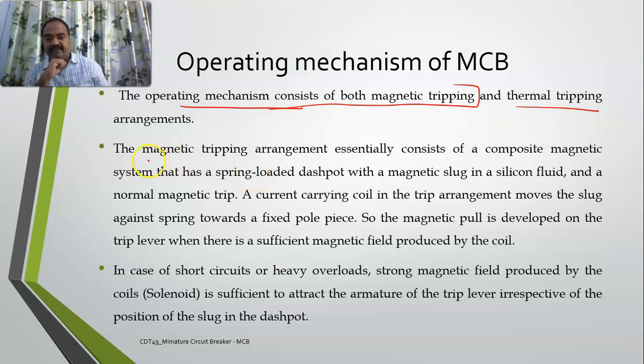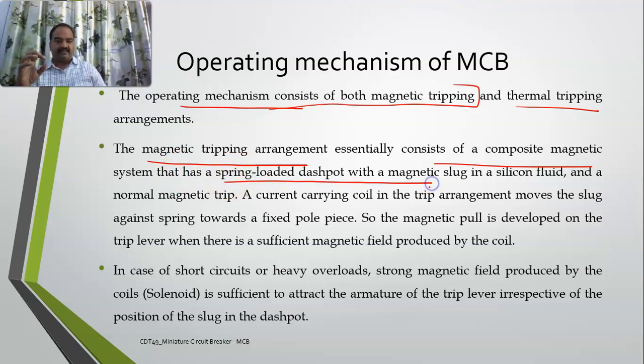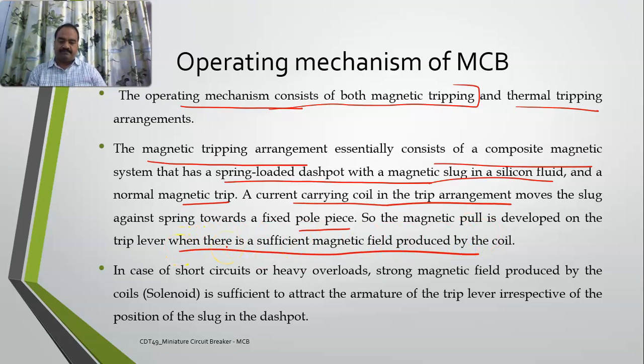So how is magnetic tripping done? It consists of a composite magnetic system. You have seen the magnet there, which has a spring attached to it. So a spring loaded dashpot with a magnetic slug, then a silicon fluid and a normal magnetic trip. To that, a current carrying coil in the trip arrangement. It moves the slug against a spring towards a fixed pole piece. So the magnetic pull is developed on the trip lever when there is sufficient magnetic field produced by the coil.